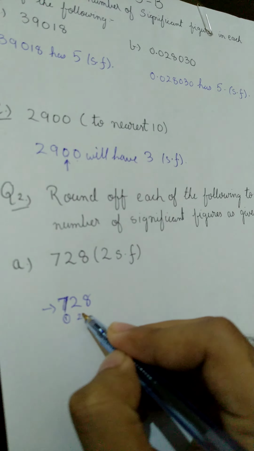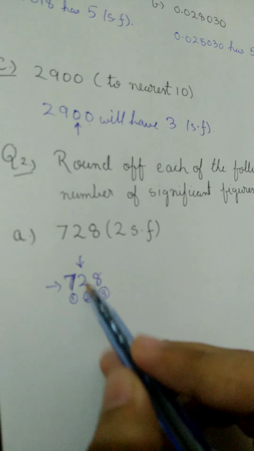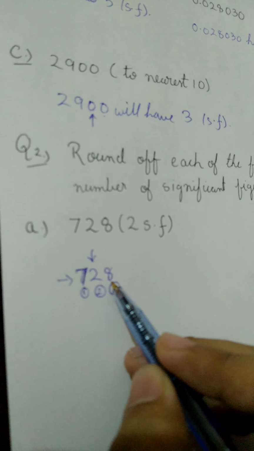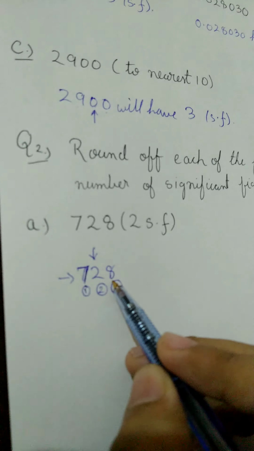So what was the rule for rounding off the number? It was very simple. We take the number and we look at the number on the right. If it is greater than 5, what do we do? We convert this number into a 0 and add 1 here. So 7 will be as it is, 8 will be replaced by 0, and 2 will be added 1, so it will be 3. 730 is my number, and this is my answer.